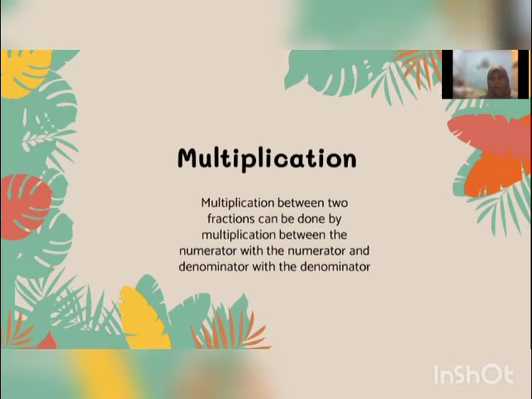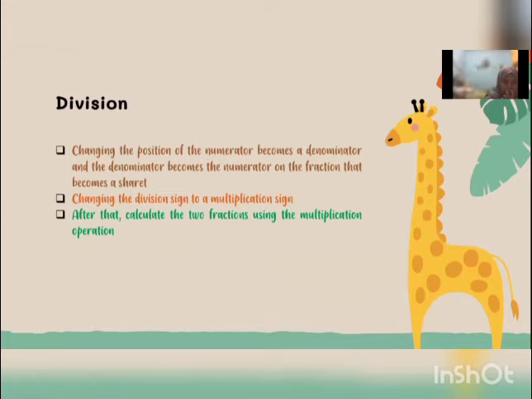Number 2, multiplication. Multiplication between two fractions can be done by multiplying the numerator with the numerator and the denominator with the denominator. Number 3, division. The first, changing the position of the numerator to become the denominator and the denominator to become the numerator, so the fraction flips. The second, changing the division sign to a multiplication sign. After that, multiply the two fractions.